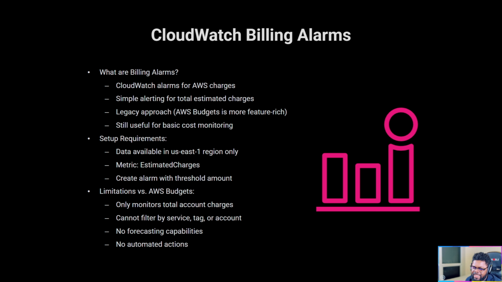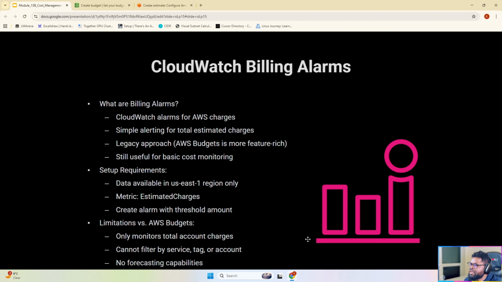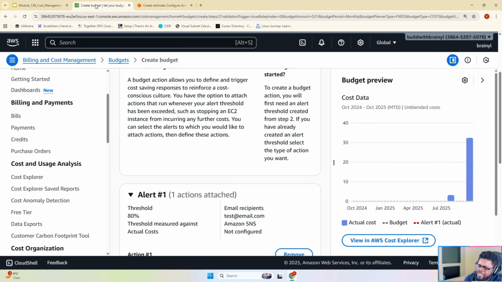So that's actually the metric you're keeping track of, right? Like I said, it's legacy. If you're still using it today, I'm not sure why, but budget really gives you more of the options that you want to play with. You can see it only monitors the total account charges. You can't really filter the way we were filtering just now. We can filter to a service, but you can't really do all that. And you can't do forecasting. You can't do automated action the way we were trying to set one up. So just so you know, it's an option, but it's not something I want you to rely on.